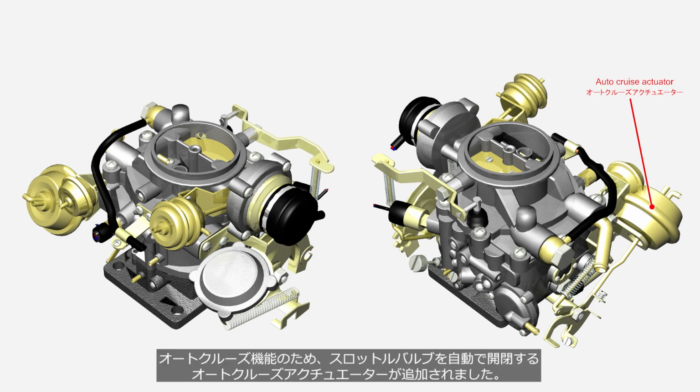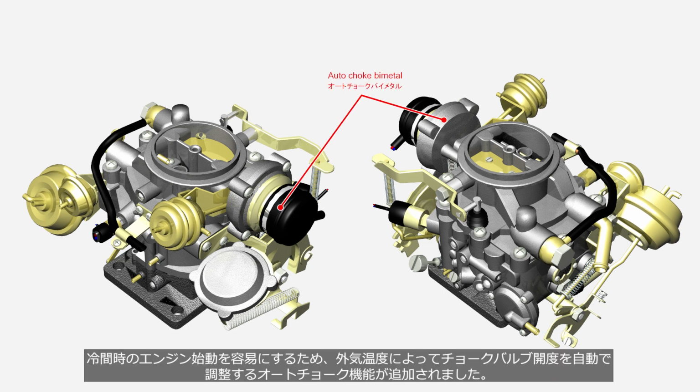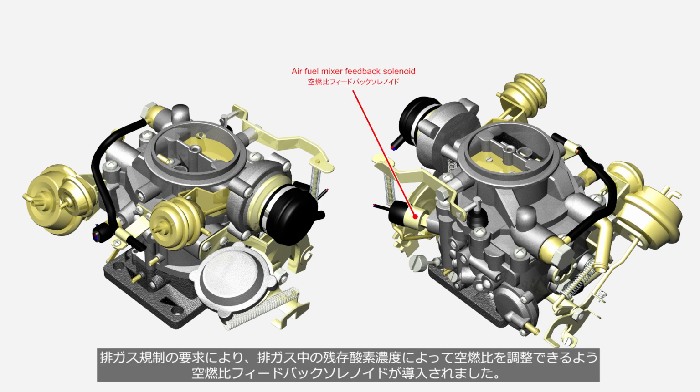To enable cruise control functionality, an actuator was added to automatically open and close the throttle valve. To facilitate engine startup in cold conditions, an automatic choke function was added. It closes the choke valve automatically depending on outside air temperature. To meet the demands of emission regulations, an air-fuel ratio feedback solenoid was introduced, allowing the adjustment of the air-fuel ratio based on the residual oxygen concentration in the exhaust gases.